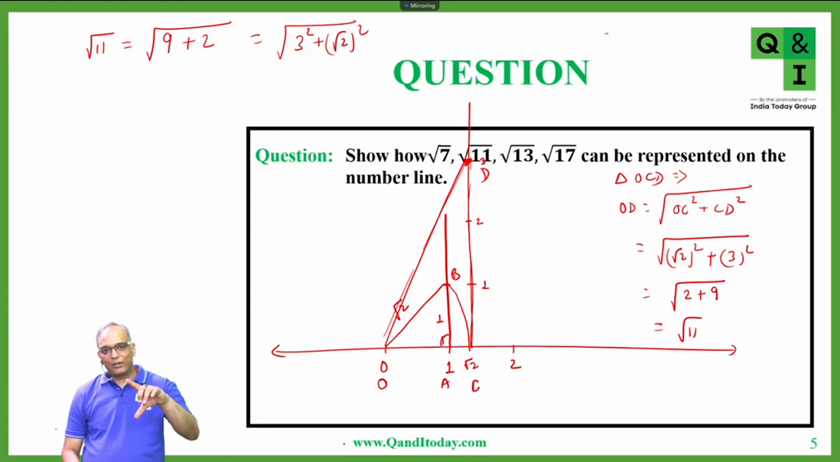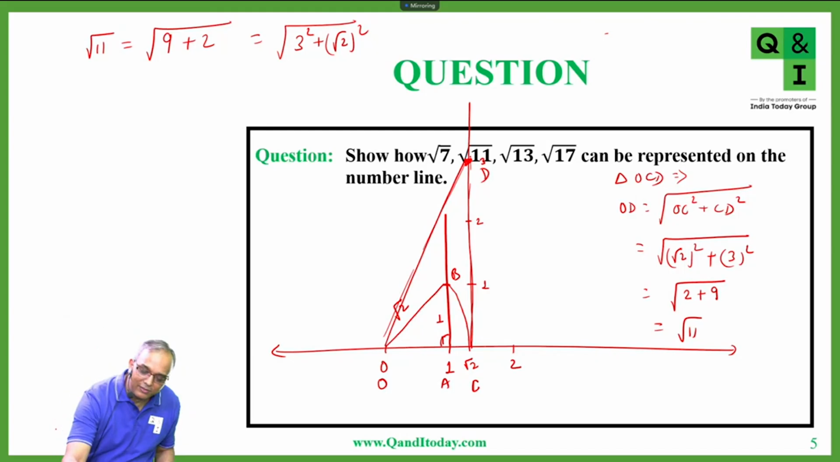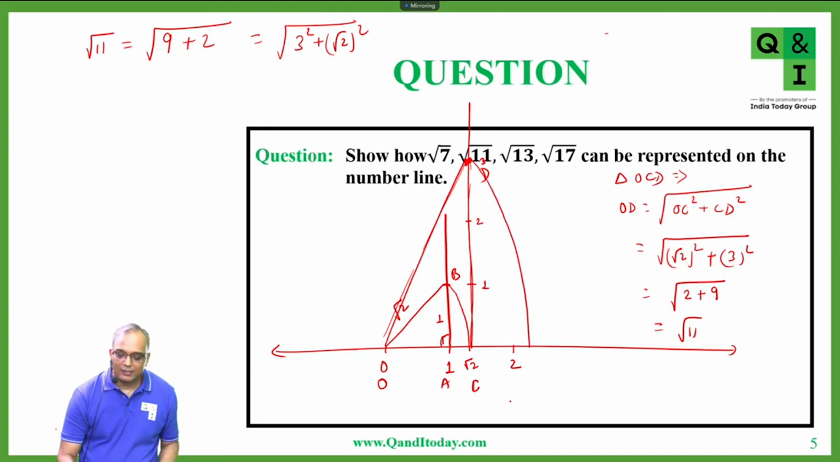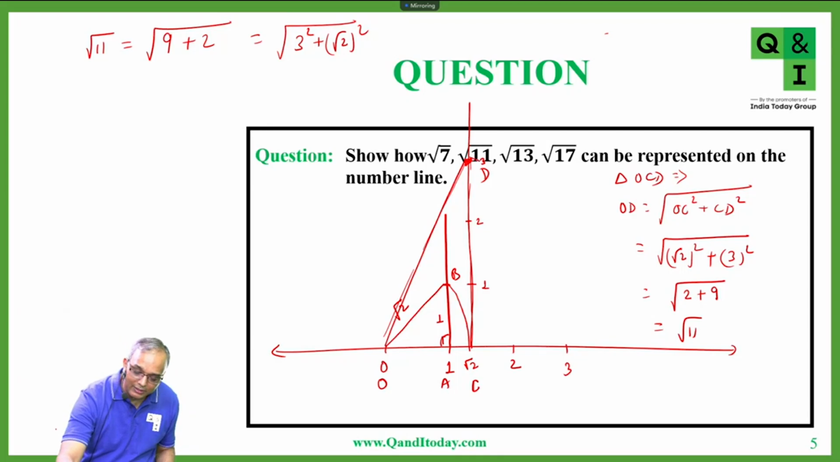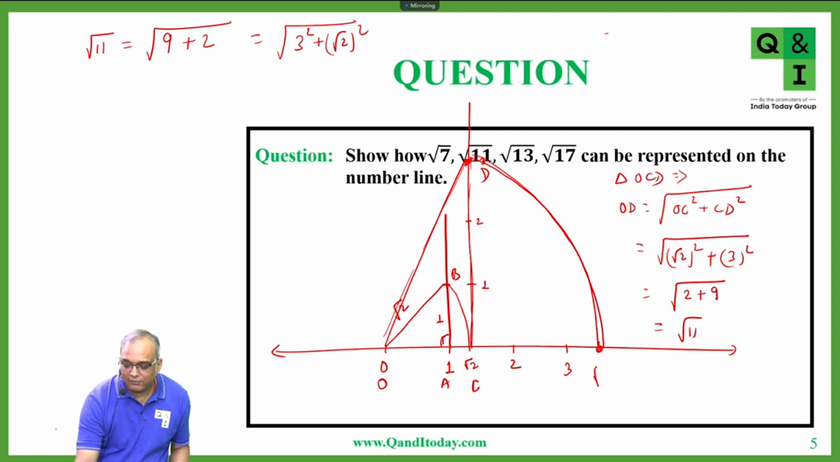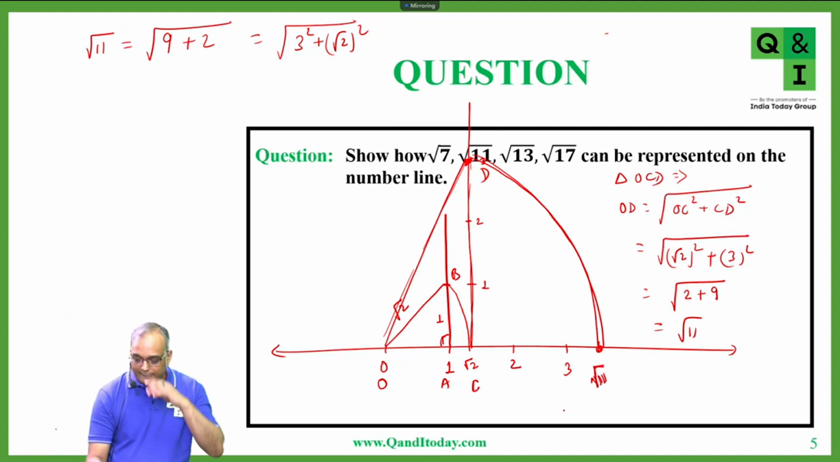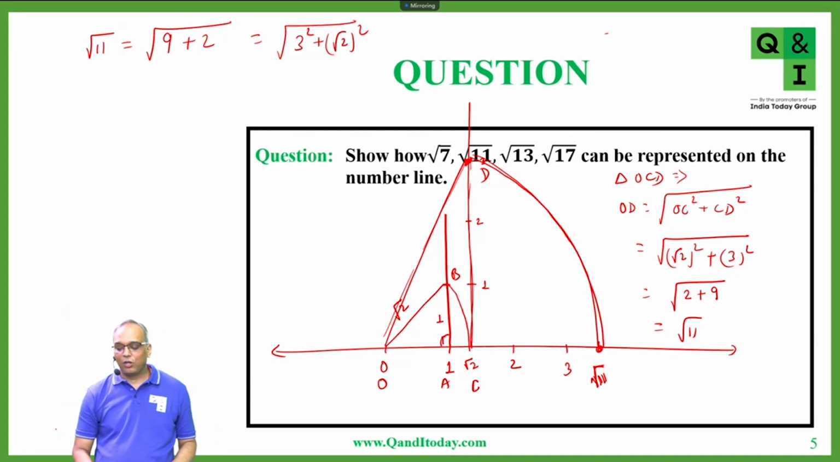Now once we have got the length of root 11, students, we'll complete the arc here. Right. So I'm sorry, the arc, I'll have to make a bigger arc. So this will be somewhere beyond 3, right? So this point will give you root 11. Is it clear how to plot root 11?